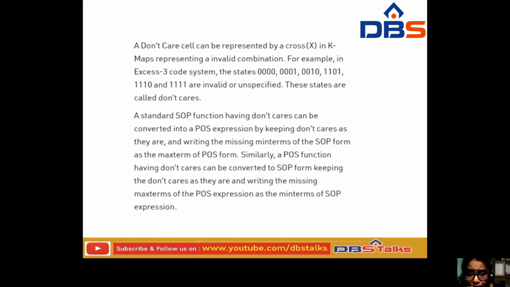But whether it is a standard sum of products expression or product of sums expression, if we are keeping don't cares as missing terms, then we can say it as a sum of the max terms or sum of the min terms. We have already said that about the sum of the max terms and the sum of the min terms. But having the don't cares, it can be converted to the sum of products by keeping them as they are and writing the missing max terms of the product of sums expression as the min terms of the sum of products expression.